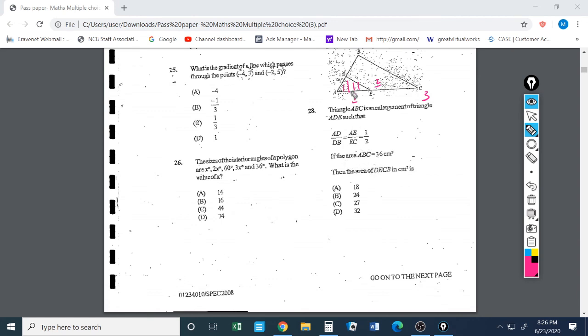Now, if the area of ABC, which is the entire triangle, is 36 centimeters cubed, sorry, not degrees, then the area of DECB in centimeters is, and let's just really think about this.